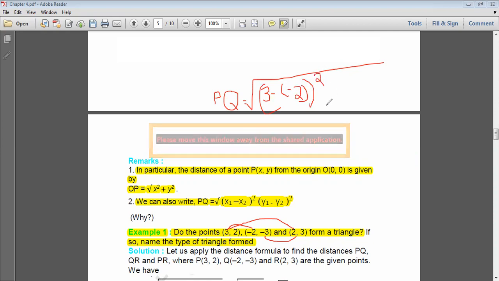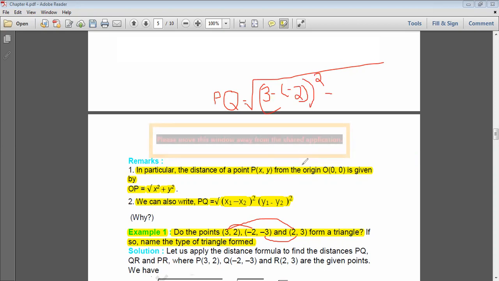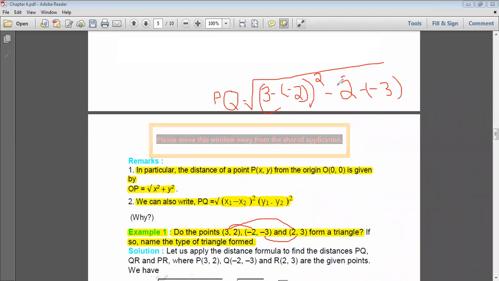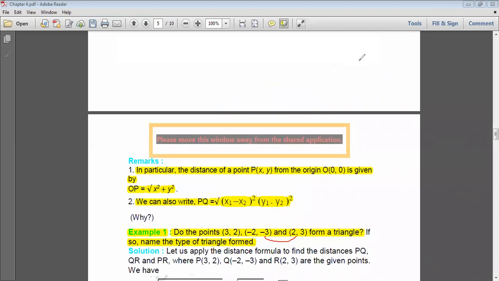Clear? Sir, we can take x2 as minus 2. Yes, sir. Here I have written like that, but as we have already seen in that remark itself, you can write it in both the ways. Okay. Clear? And thus we can do further.